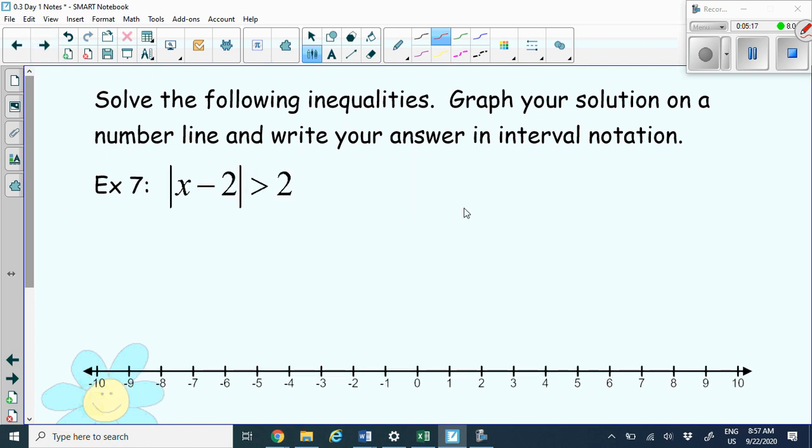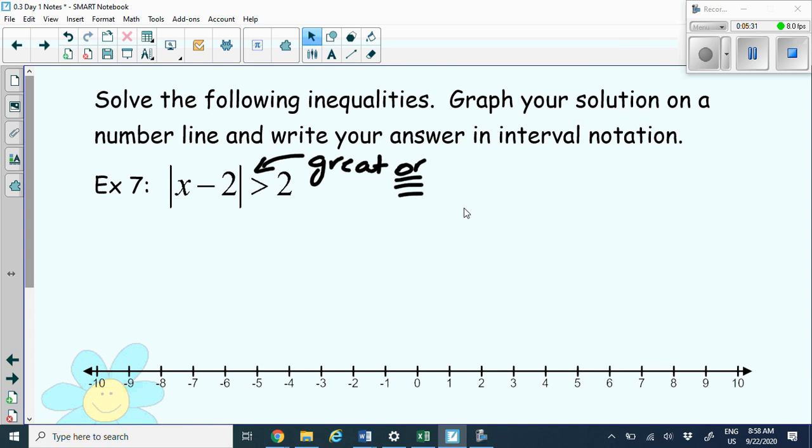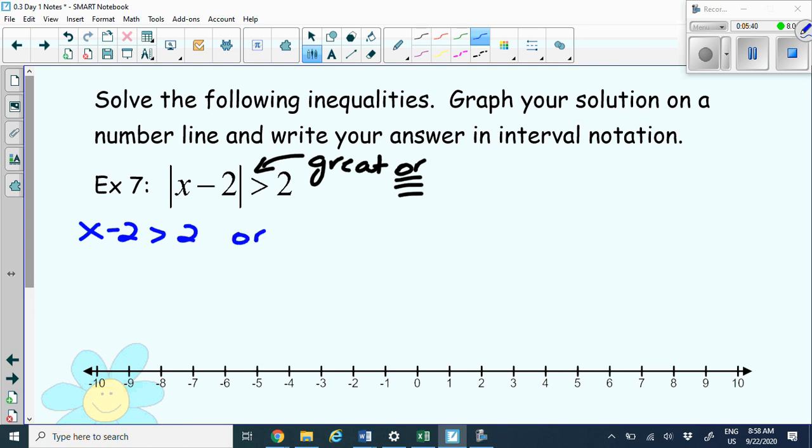Okay, once again, we're going to do the same thing. We have absolute value of x minus 2 is greater than 2. Notice this is greater, so it's an OR problem. So here I'm going to create two separate inequalities: x minus 2 is greater than 2, or x minus 2 is less than -2.